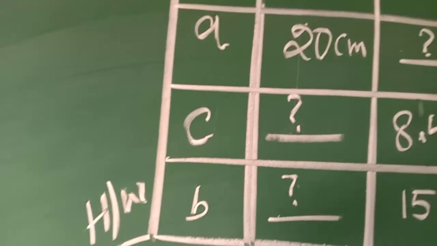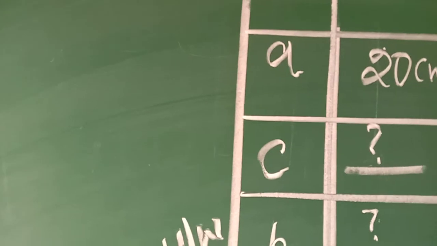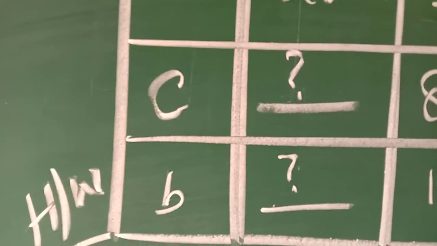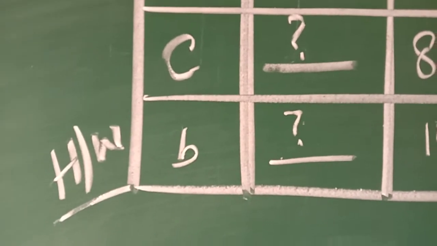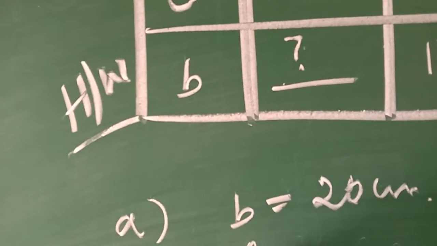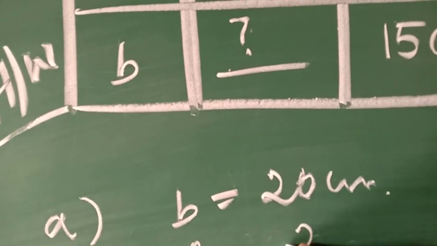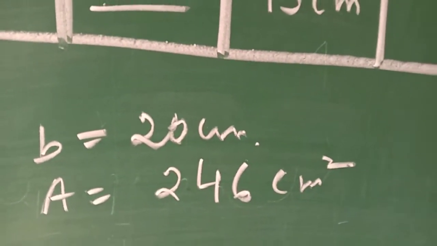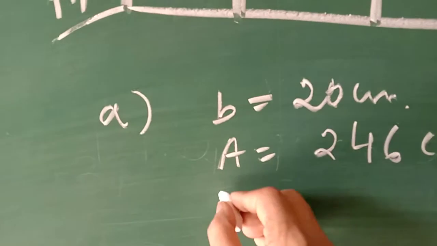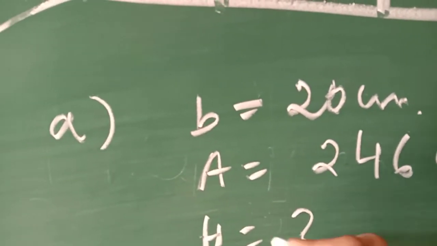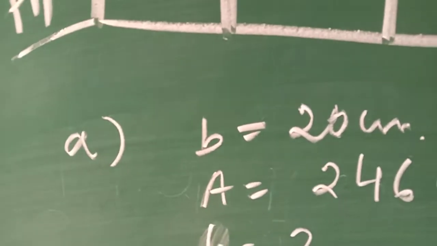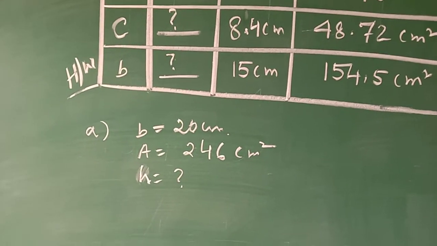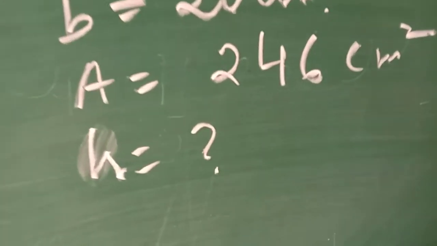Now in question number A, base is given, 20 centimeter. Height you have to find out, and the area of the parallelogram is given, 246 centimeter square. So what you have to find out? The height of the parallelogram you have to find out. Understood? So use the formula to find the area of a parallelogram.